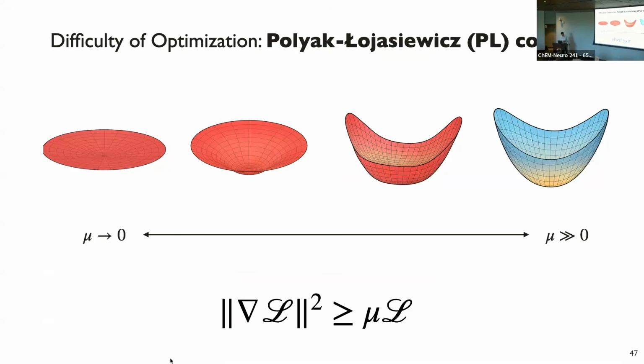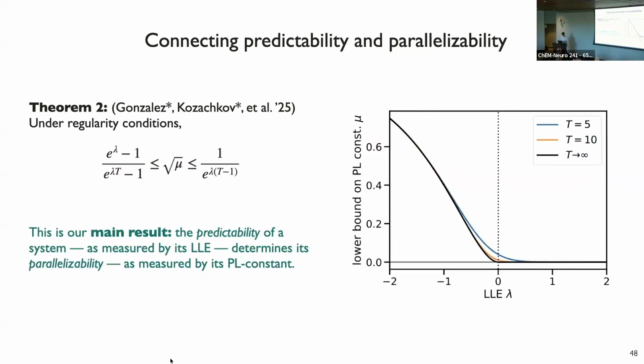So a really flat function has a very small PL constant mu. That means it's super flat, and we don't have good gradient information far away from the basin. On the other hand, if a function is nice and bowl-shaped and easy to optimize, we have great gradient information even when we're far away from the minimizer. So the whole project will be to bound this PL constant, this difficulty of optimization, in terms of that LLE lambda, which told us something about the predictability of the dynamics. And that's my main contribution of the second paper, where mu is the difficulty of optimization, and we sandwich it in terms of the predictability of the dynamics.